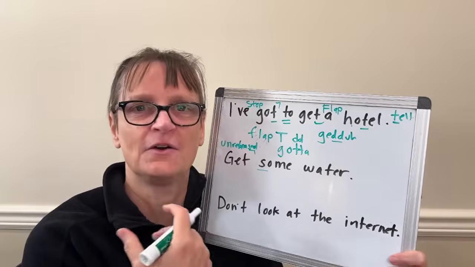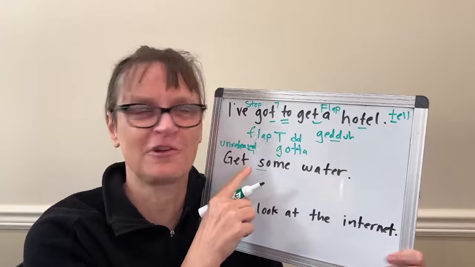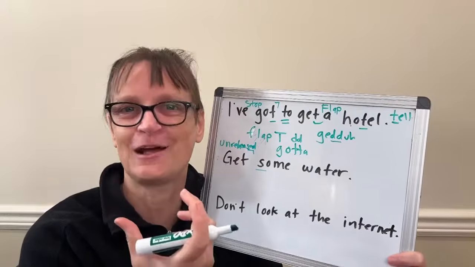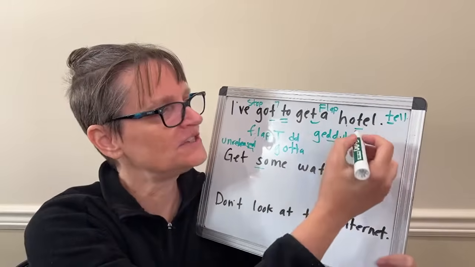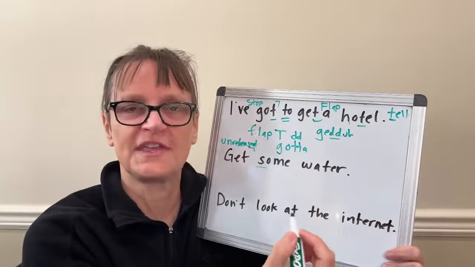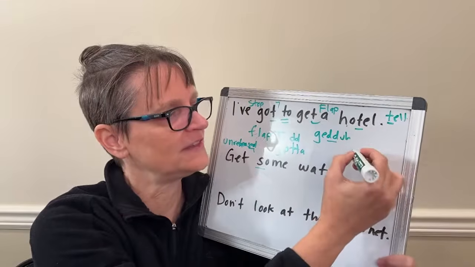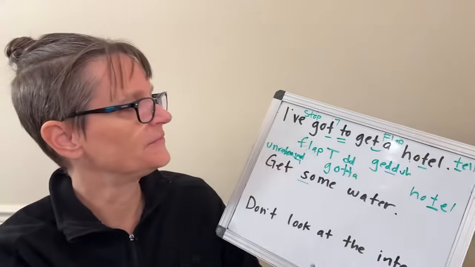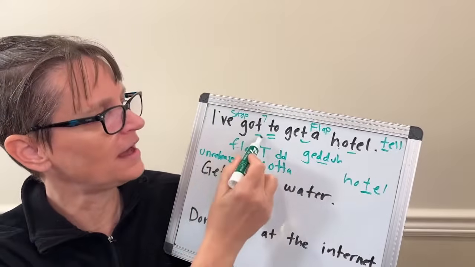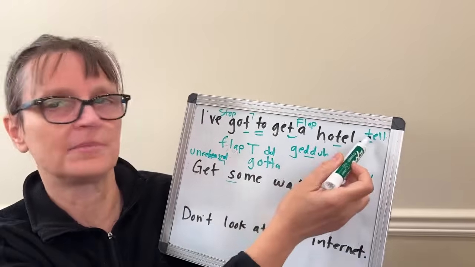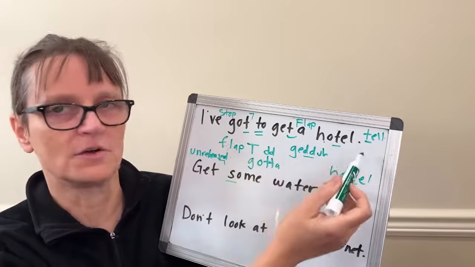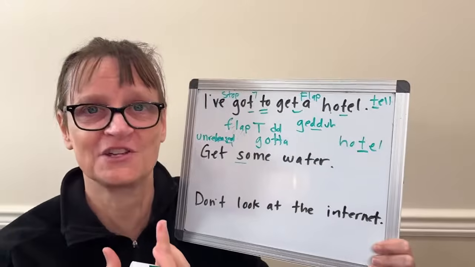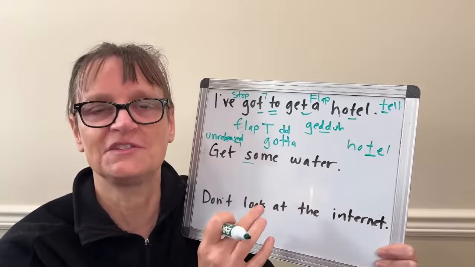If I were to say hotel with a flap T, it doesn't sound quite right, or hotel with a stop T also doesn't sound correct. So hotel, most of you are probably saying it correctly. You just want to make sure that you're stressing on the "tell" and it has that true aspirated T. So I've got to get a hotel, stop, flap, true T, or I've gotta get a hotel, flap, flap, true T. So a lot of dense information there. Take it one piece at a time.